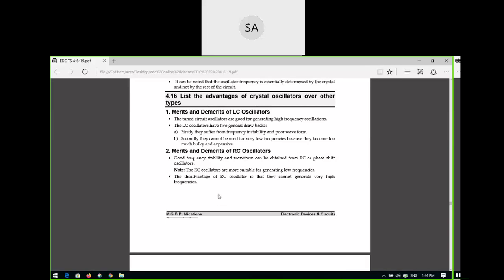The merit of an RC oscillator is that it will generate very low frequencies. The demerit is that it will not generate high frequency components, and it suffers from temperature changes. Okay, so these are the advantages and disadvantages. What is the major advantage of the crystal oscillator? There is no disadvantage. It is majorly advantage. It is a fixed frequency oscillator, so you are generating a constant frequency and it will not suffer from temperature changes. So this is the major advantage of crystal oscillators.